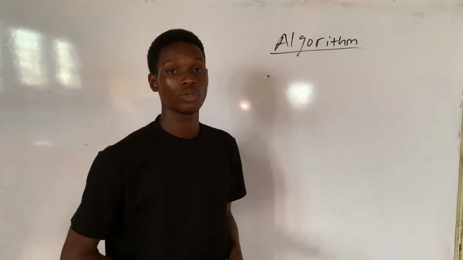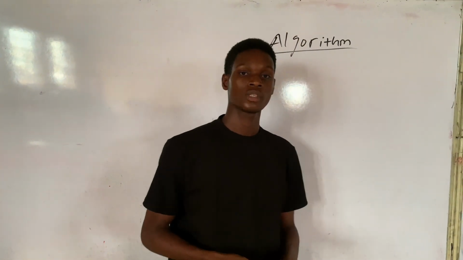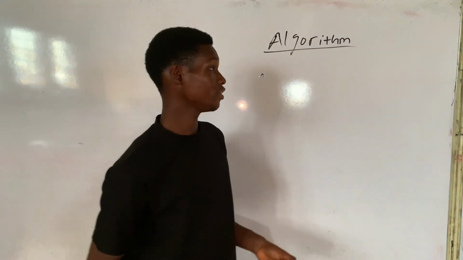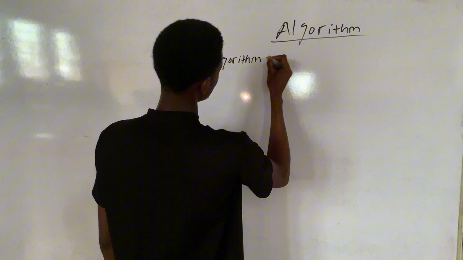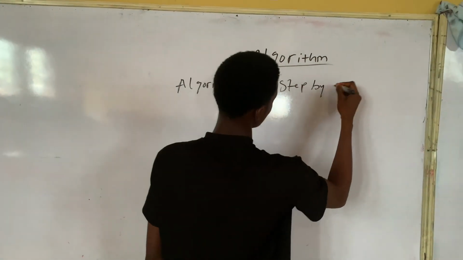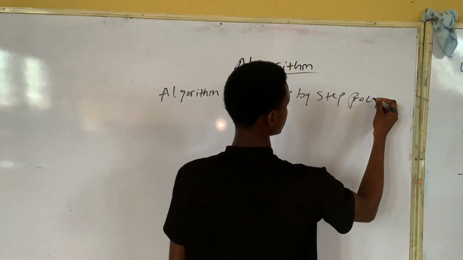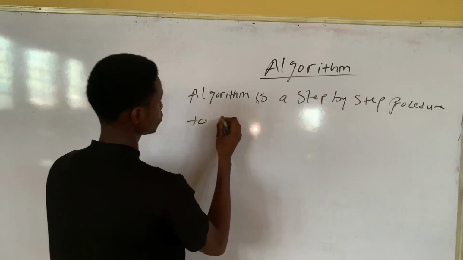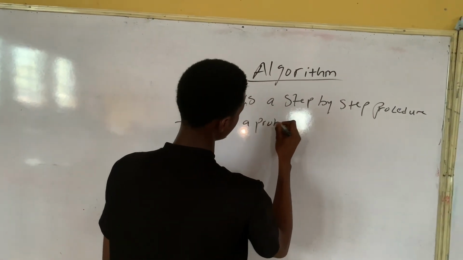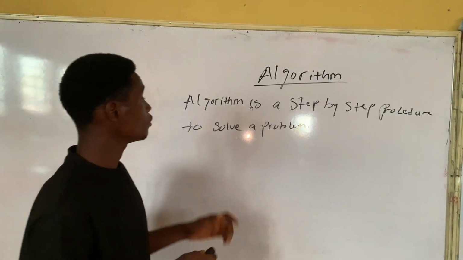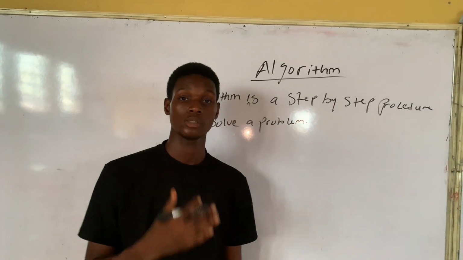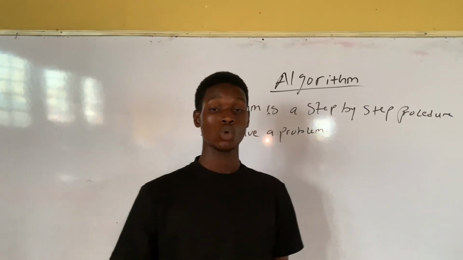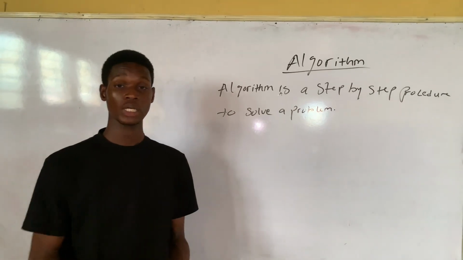So now, before we go into how to write an algorithm, let us first know what is an algorithm. An algorithm is a step-by-step procedure to solve a problem. So an algorithm is a step-by-step procedure to solve a problem or to complete a specific task. So let us move on to how to write an algorithm.